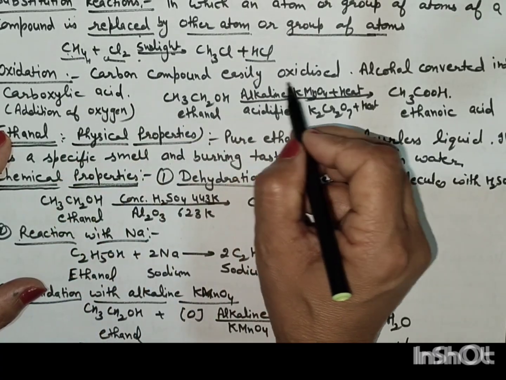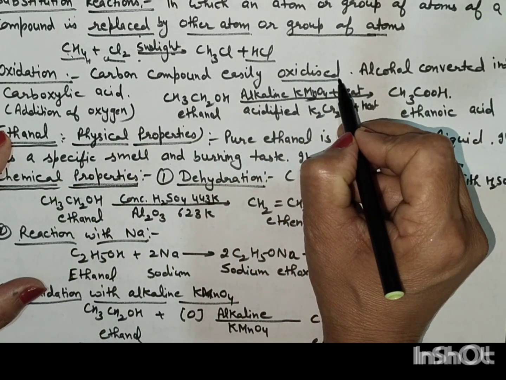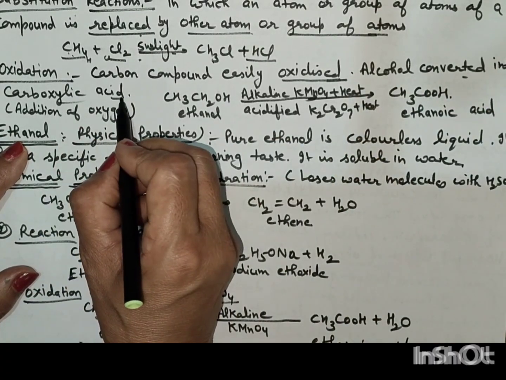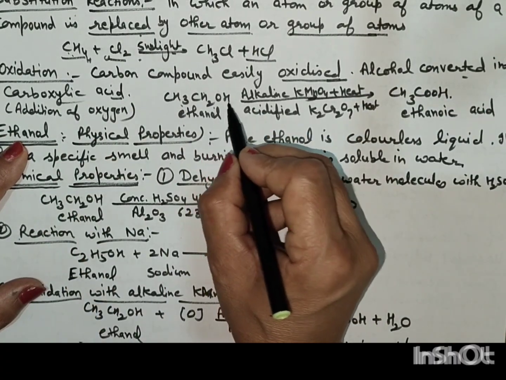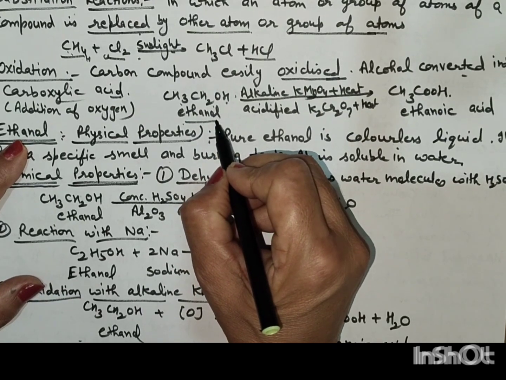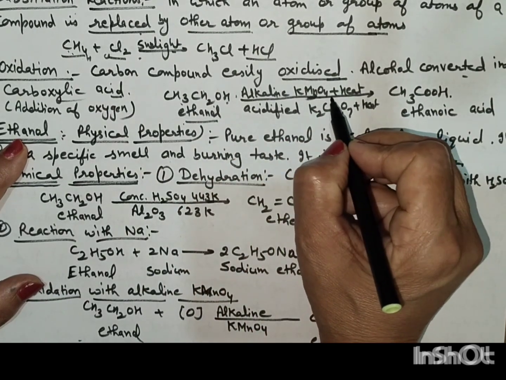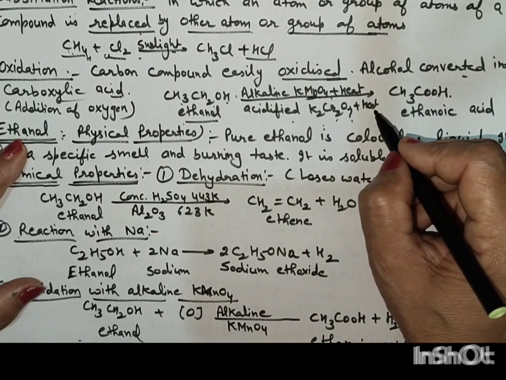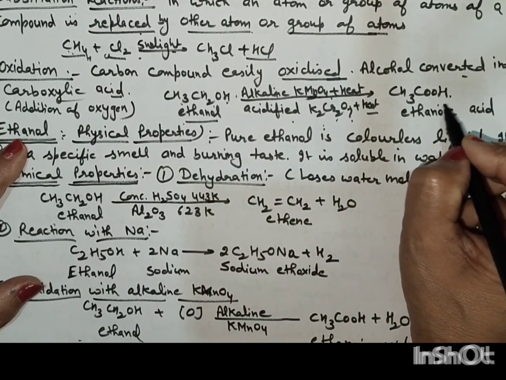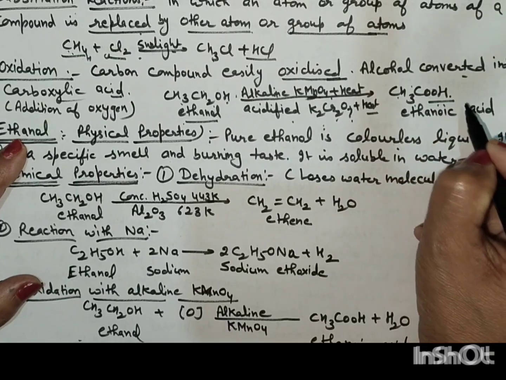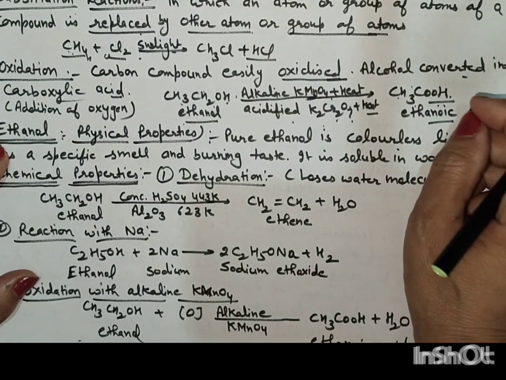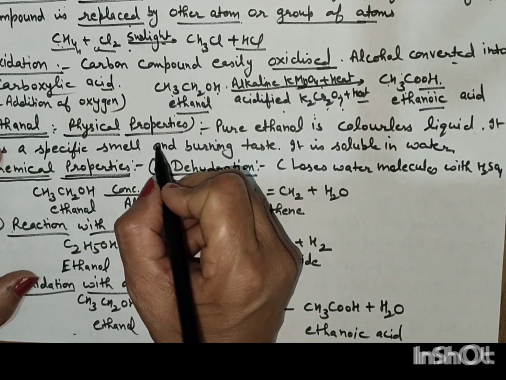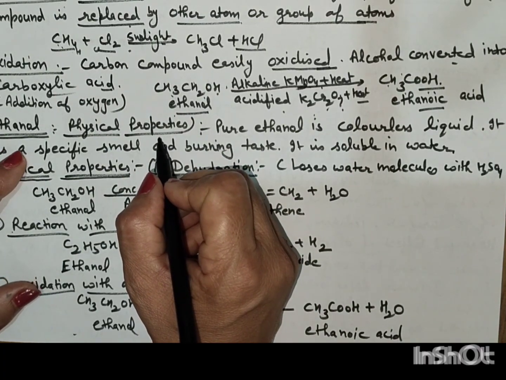Oxidation. Carbon compounds are easily oxidized. Oxidation means addition of oxygen. Alcohol is converted into carboxylic acid. CH3CH2OH, this is ethanol. In the presence of alkaline KMnO4 or acidified K2Cr2O7 and with heat, it forms ethanoic acid, CH3COOH. Now we will discuss the physical and chemical properties of ethanol.